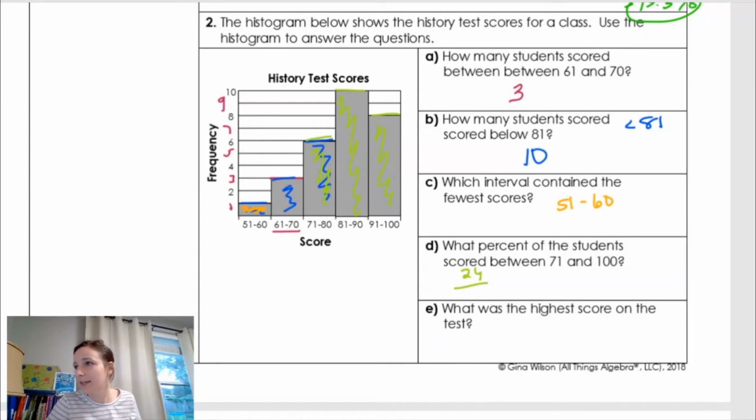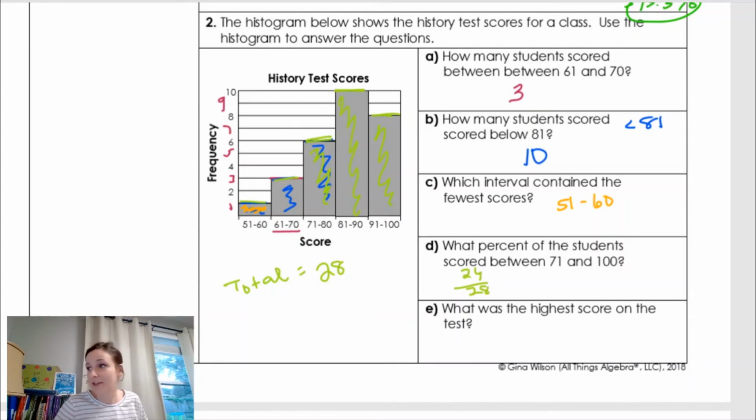Well, we haven't yet actually found the total. So the total here is going to be the sum of them all. So I have 1 plus 3 is 4, plus 6 is 10, plus another 10 is 20, plus 8 is 28. So we have a 28, okay? So 24 out of 28.